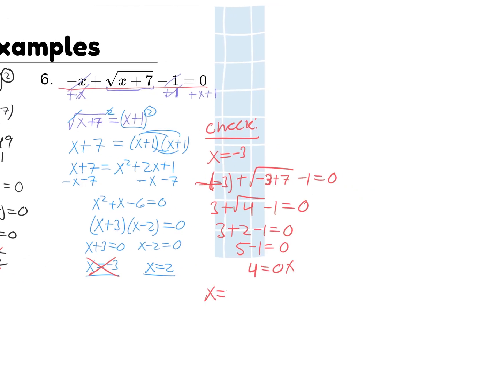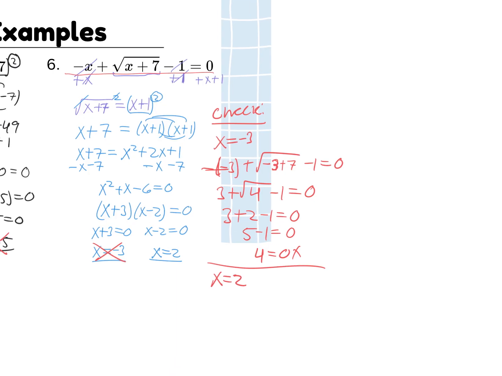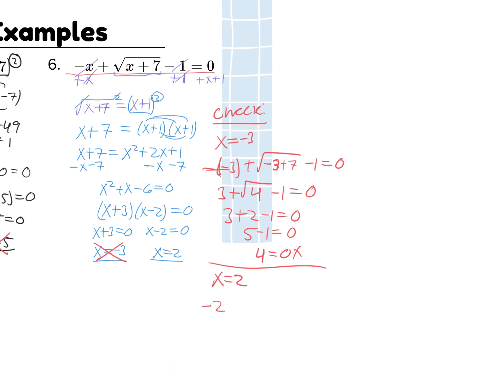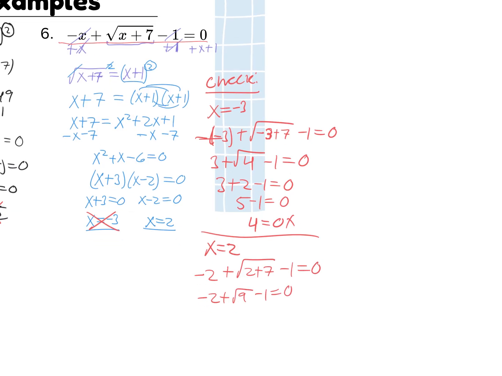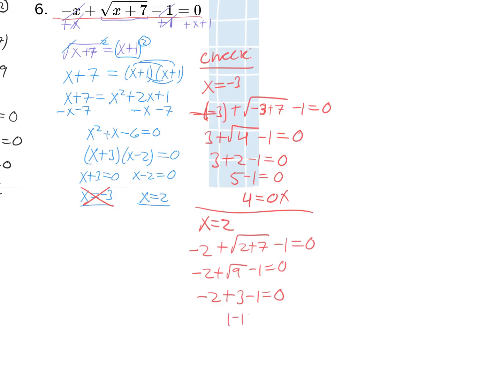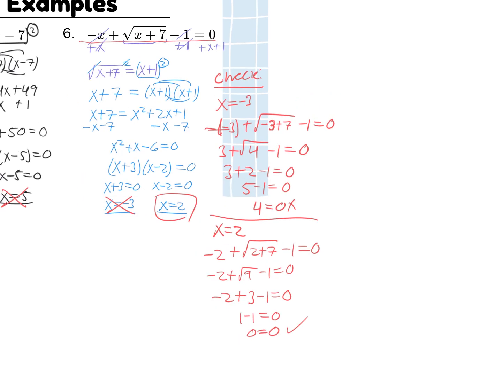Now let's check x equals 2. When we check x equals 2, I get a -2 plus the square root of 2 plus 7 minus 1 equals 0. And so we get -2 plus the square root of 9 minus 1 equals 0. And so I get -2 plus 3 minus 1 equals 0, which gets us 1 minus 1. So we do get a true statement: 0 does equal 0. So that means x equals 2 is one of our solutions, our only solution.